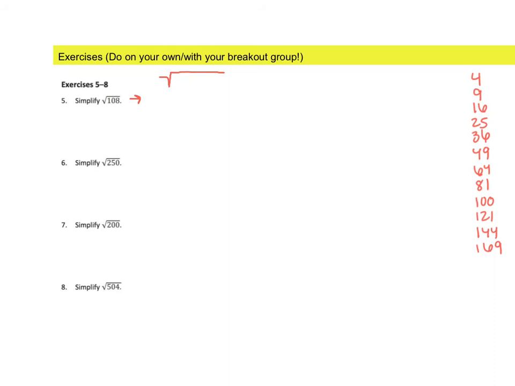All right, so this first one, 108, it's divisible by 4. 4 times 27 equals 108. So I have simplified that to these two numbers. Now I'm going to find the square root of 4 and move it out. Well, the square root of 4 is 2. So I was able to move that out. And now I just have my 27 on the inside.